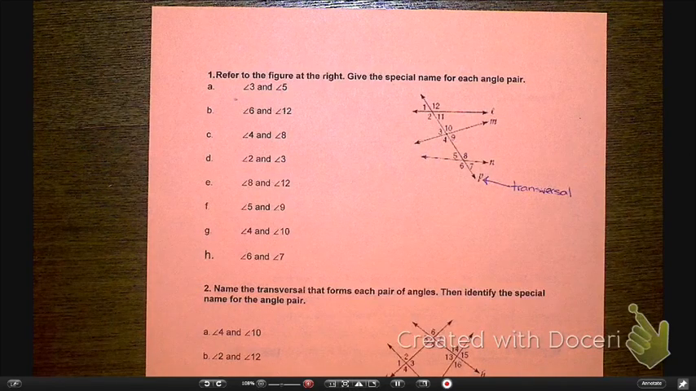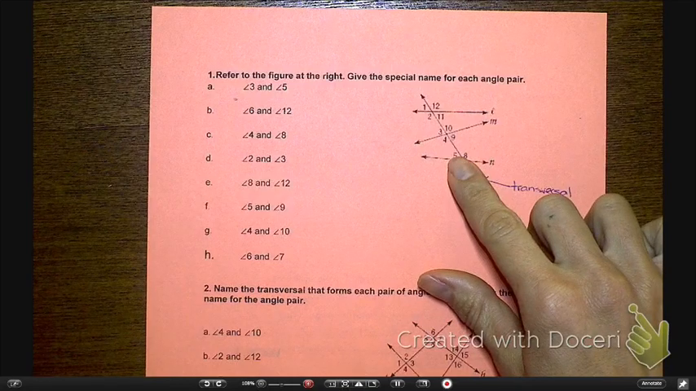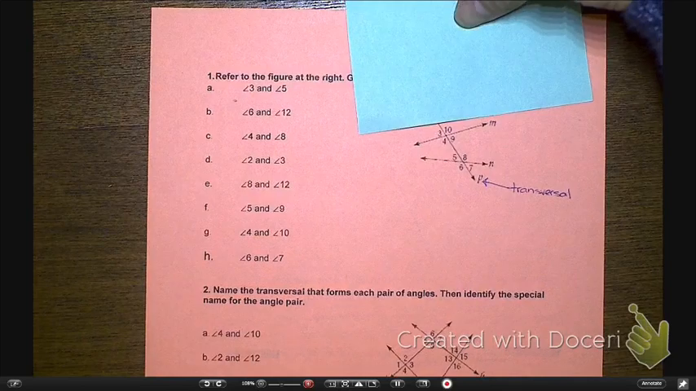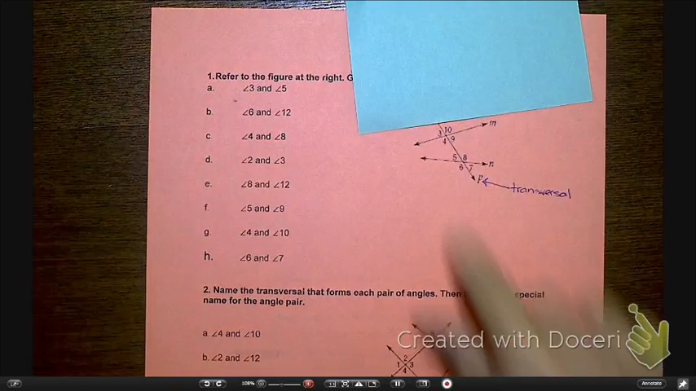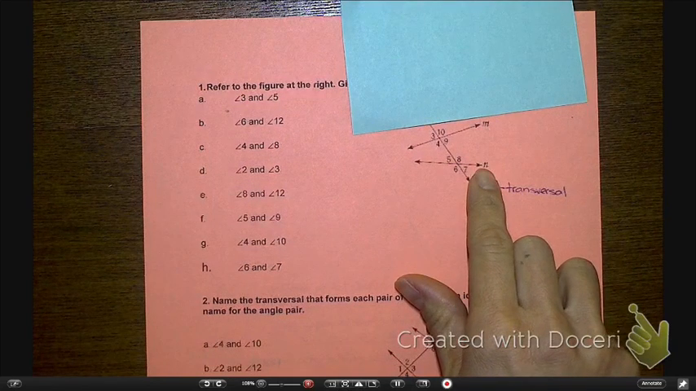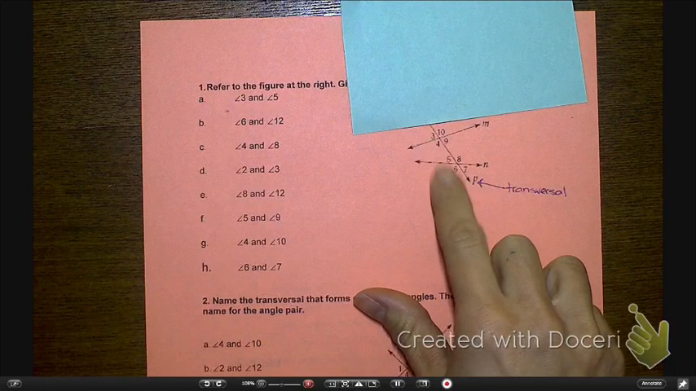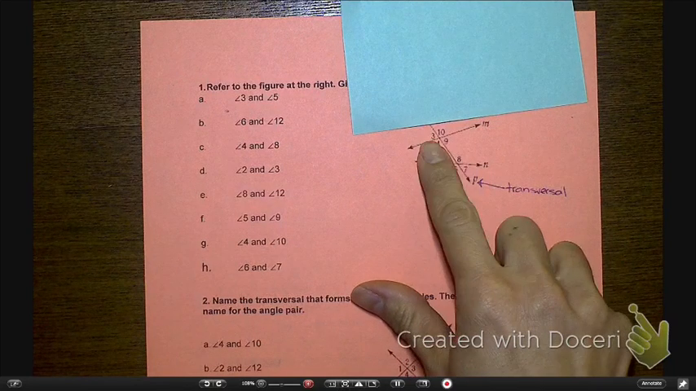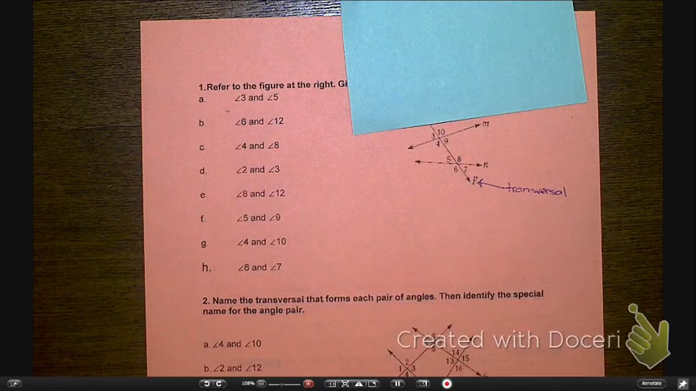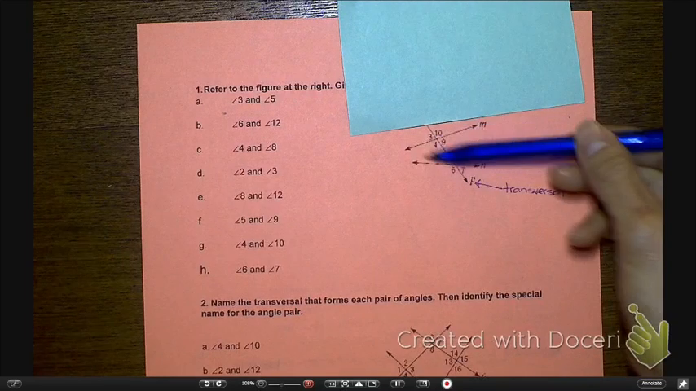the angle pair. So let's look at angle 3 and angle 5. 3 is here, 5 is here. I don't even really need to look at this part of the diagram because it's kind of irrelevant, right? Angle 3 is on line M and angle 5 is on line N. So I can cover up some of the stuff that's not important. Now, how are angle 3 and angle 5 related? Are they both inside? Are they both outside? If they are both inside, they would both be in here, right? Are they both outside?